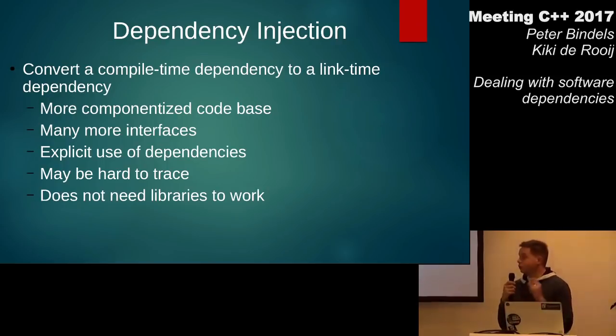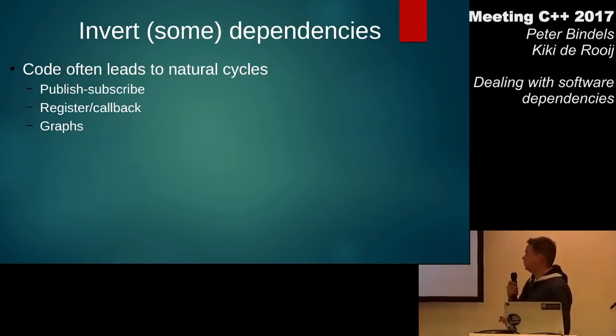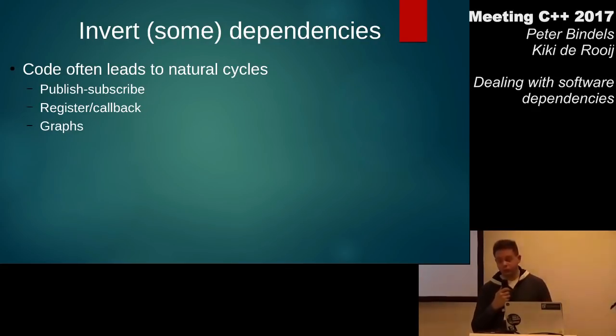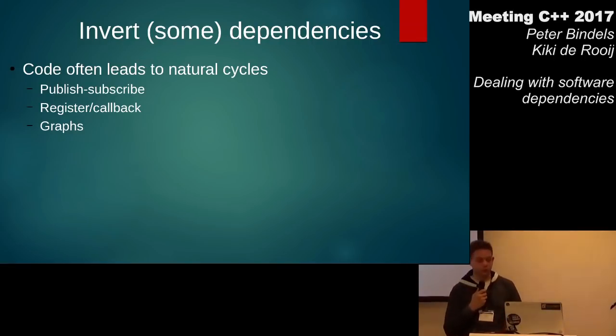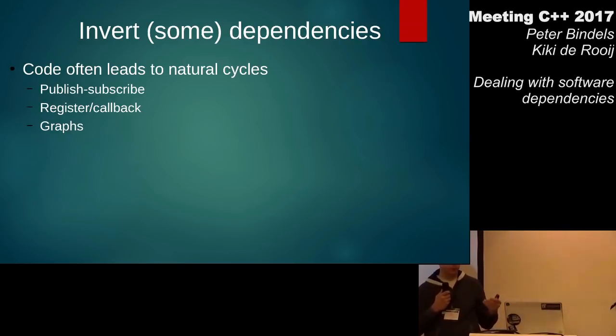And in some cases, we want to invert a dependency. And you invert dependencies when you have a cycle. So you get cycles often. You get cycles when you have a publish-subscribe mechanism, when you have registers and registering callbacks, and somebody calls you back. That's a natural cycle. And for example, if you're implementing code that has a graph that will have to express some kind of cyclic graph, then you will have a cyclic dependency in your implementation.